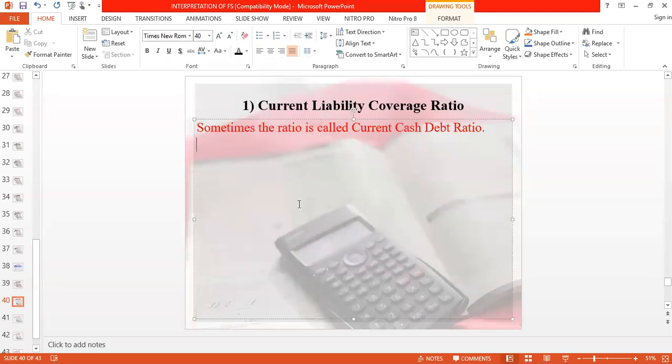Now, this ratio measures the ability of a business to cover its short-term debts, of course, with its cash. To cover short-term debts. Ability of a business.